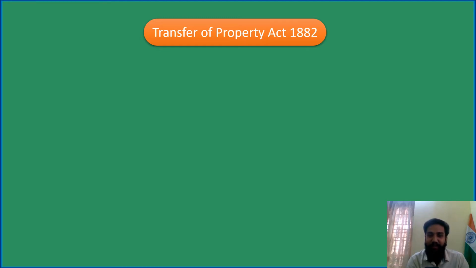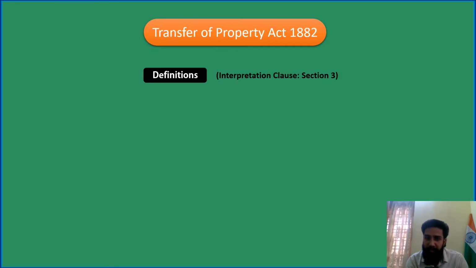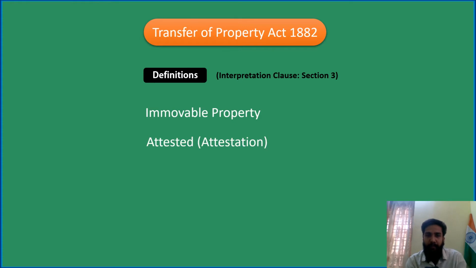And today we are going to discuss the Transfer of Property Act 1882. Definitions, that is the Interpretation Clause, Section 3 of the Transfer of Property Act. In definitions we have immovable property, attested, attestation, actionable claim and notice. These are the definitions that we need to know before we study the Transfer of Property Act in detail.